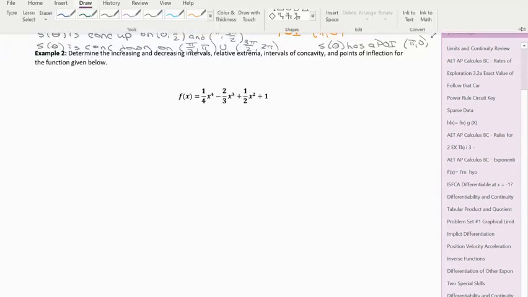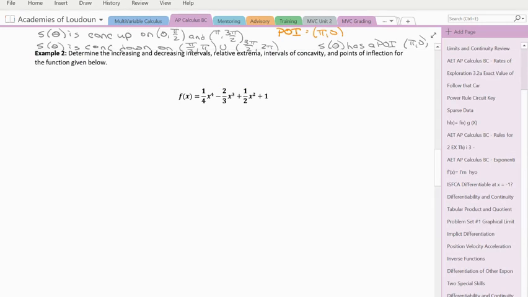Okay, so we'll go ahead and get example 2 started, and then I'll have you finish it up as part of your questions in the video. So we're going to start with f prime of x. We want to determine the increasing and decreasing intervals, relative extrema, intervals of concavity, and points of inflection for the function below. So f prime of x is going to be x cubed minus 2x squared plus x.